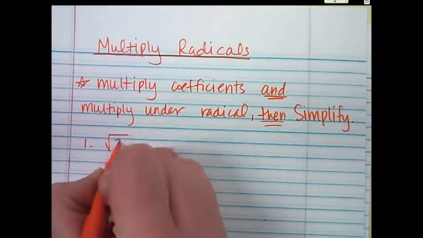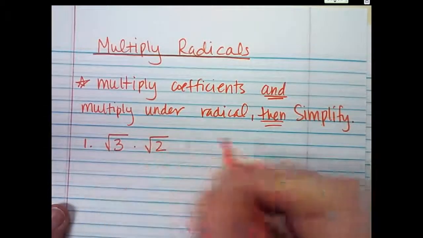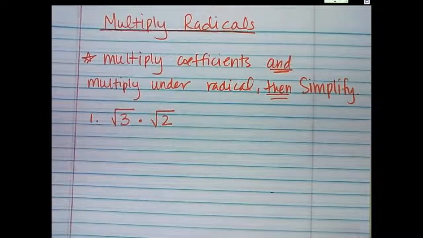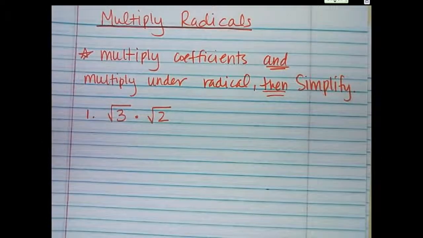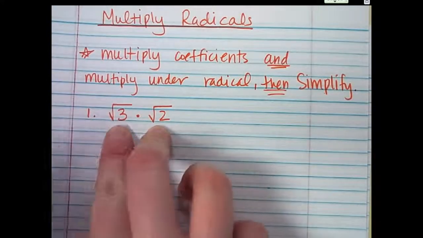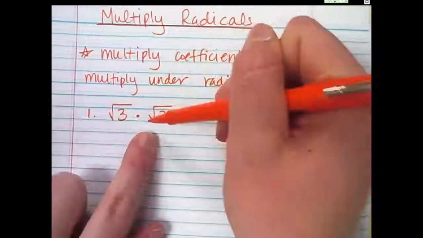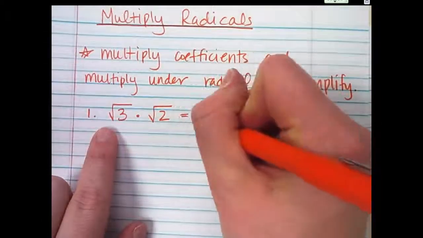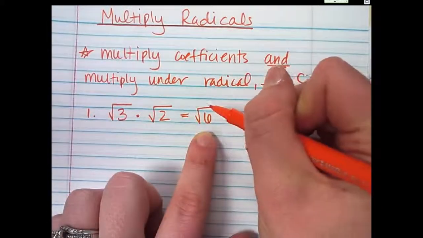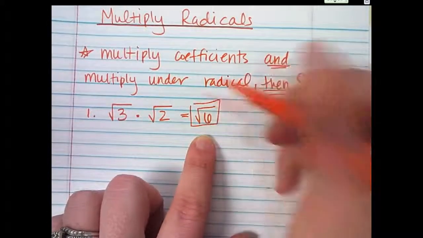Okay, so the first one, we'll just do a couple of small ones. Square root of 3 times square root of 2. If I was adding or subtracting these, I can't do that, but I can multiply them. Doesn't matter what they are, as long as they're both square roots or both cube roots. So I just multiply underneath. This would be square root of 6. Can I simplify this? No. So just leave it.